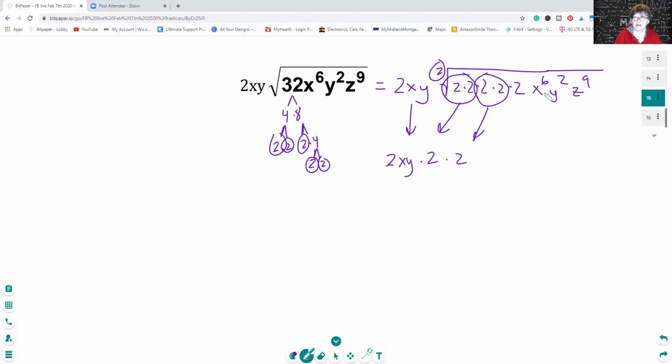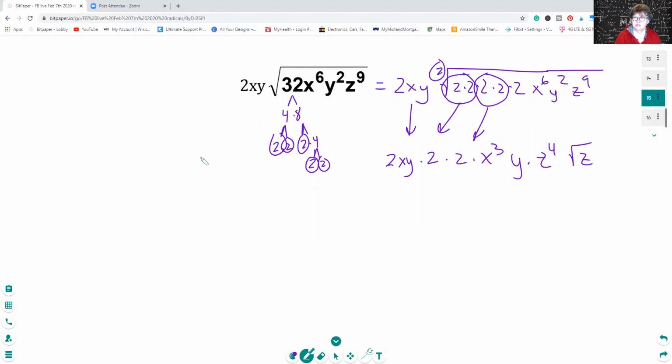And then, okay, x to the 6. How many groups of 2 do you have? Well, you'd have 3 of them, right? Because 2 goes into 6 3 times. Y, I'd have one group of 2, right? Because 2 goes into 2 once. And the z to the 9th, if I have 9 z's, then I would have 4 pairs, right? But I would have 1 left over, so there's got to be a z there. Now that looks like a hideous, awful mess, but that wasn't hard.